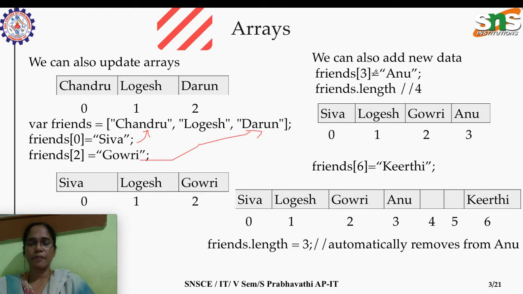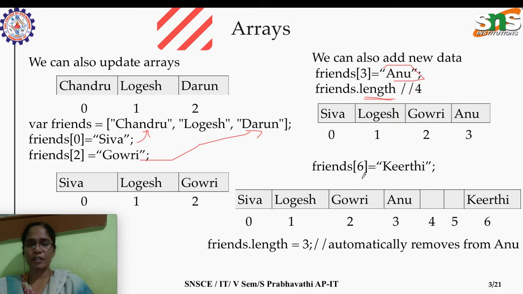See here, friends, within the square bracket 3, it means at this location add this string. Okay, and there is one property called length that will give us how many items are there currently in the array. So after adding, we have 4 items, so using the length property we can get it.